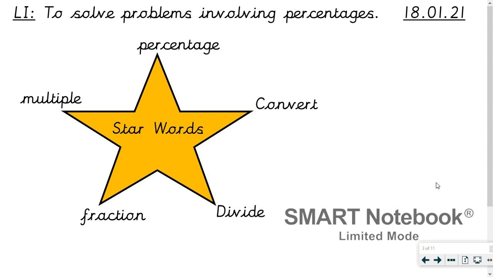So our learning intention today is to solve problems involving percentages. As I said, it's your last day on percentages today. So we're going to be going through 2 different ways to find percentages. There'll be some number questions and then we're going to talk about some worded problems as well, which is the learning you'll be doing on your Mathletics. So star words today are percentage, surprisingly, convert, divide, fraction and multiple. These are words we've used throughout last week and we'll be using them again today.